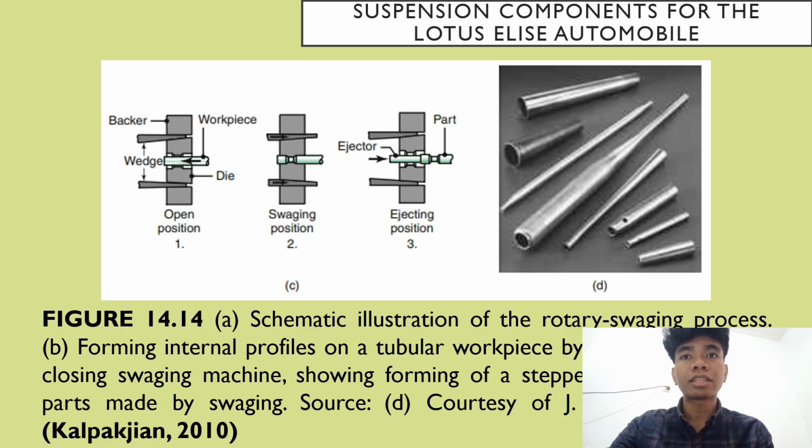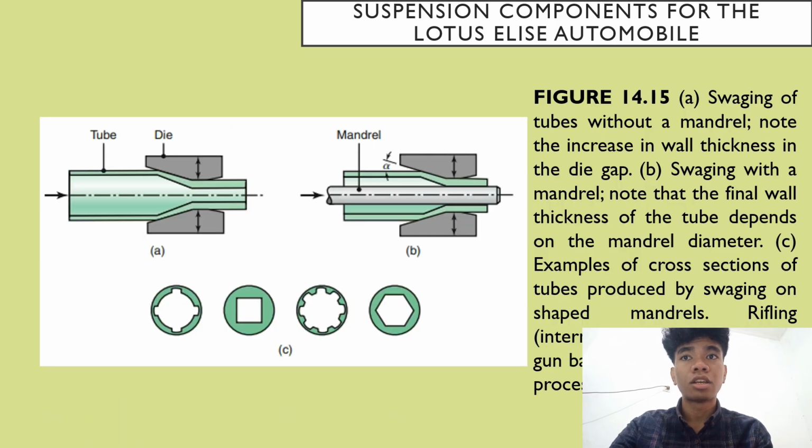Next is Figure 14.14. Swaging is used to reduce diameter or form an internal profile, especially in tubular workpieces, and it uses repeated radial strikes to shape parts such as shaft steps.